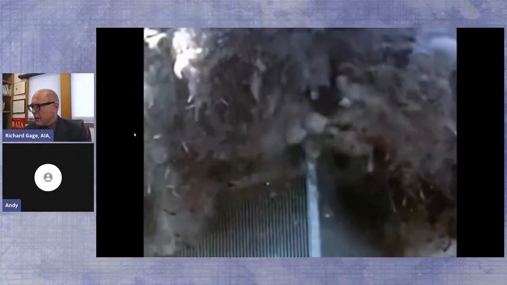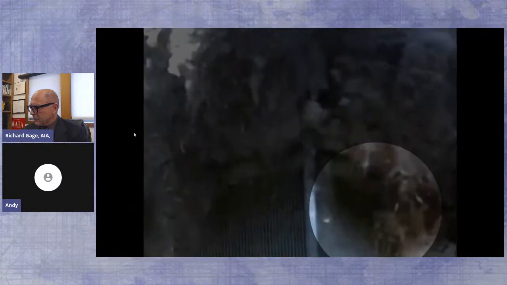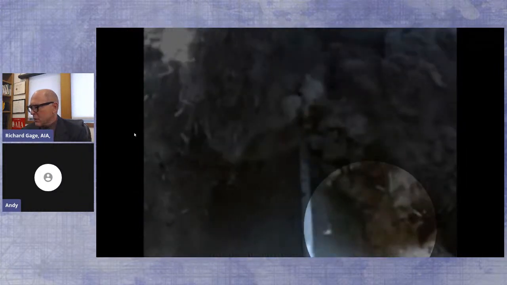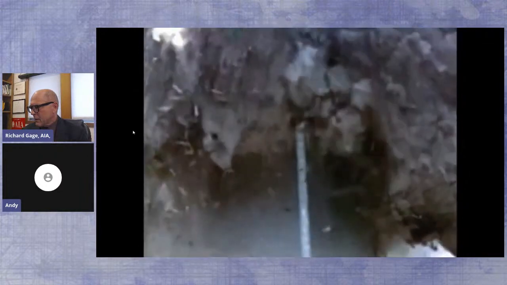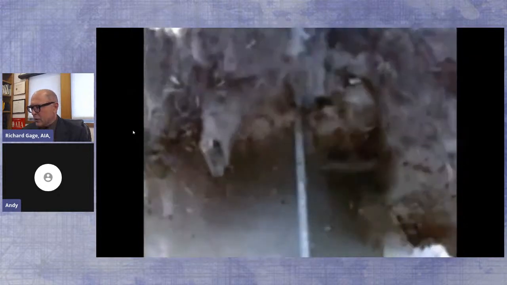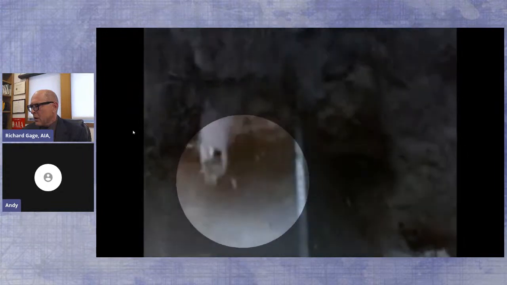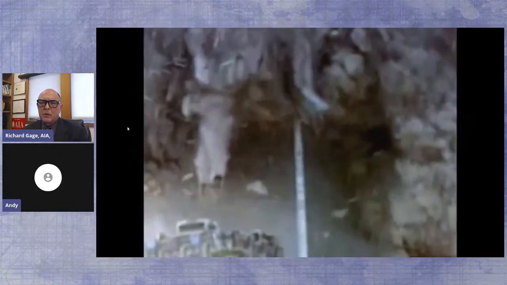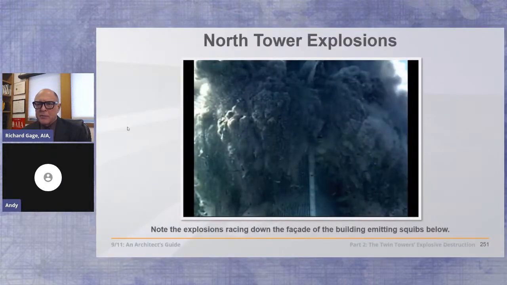We also have in the lower right corner here that same set of explosions, looking at it from a different angle, racing down the corner of the building. In addition to these squibs or isolated explosions, which we see ejecting out of the building. We'll look at those in a moment.